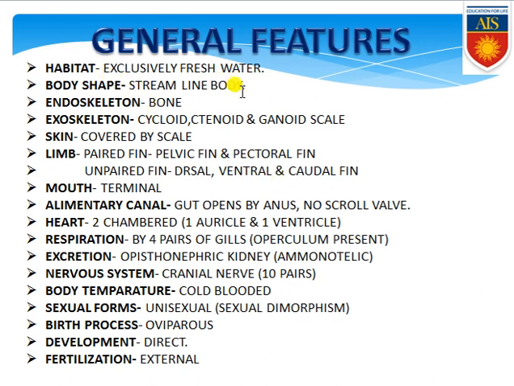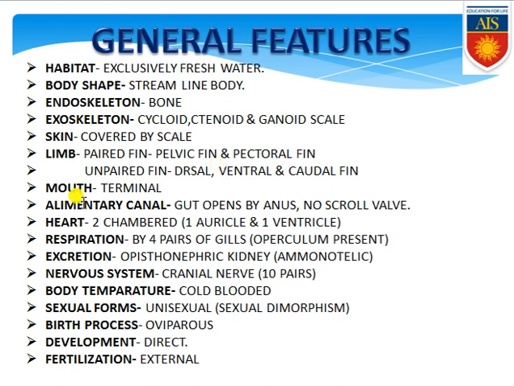Body shape, streamlined body, obviously, because they need to swim. Endoskeleton, that is made up of bone. Exoskeleton, that is made up of three kinds of scales: cycloid, ctenoid, ganoid. Skin, that is covered by scales. Limb, that is two types of limbs, that means paired fins are present, because they do not have any limb, only fins are present. Paired fins are the pelvic fin and pectoral fin, and unpaired fins are the dorsal fin, ventral fin and caudal fin, which are present dorsally, ventrally, and towards the tail.